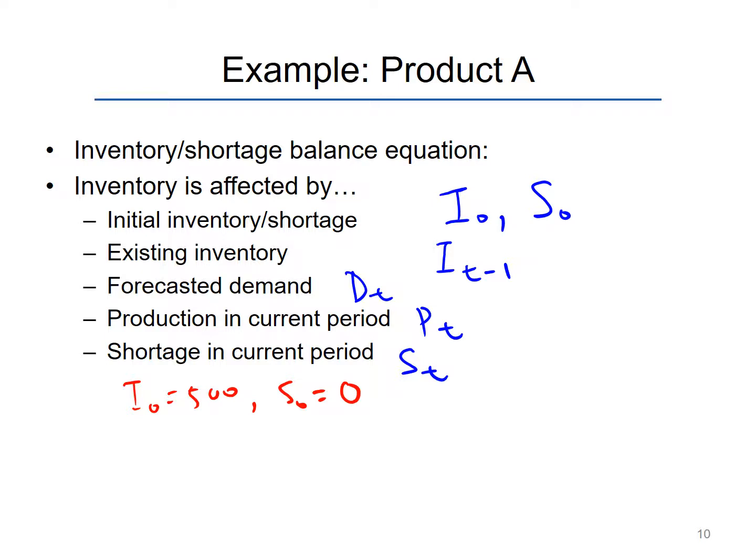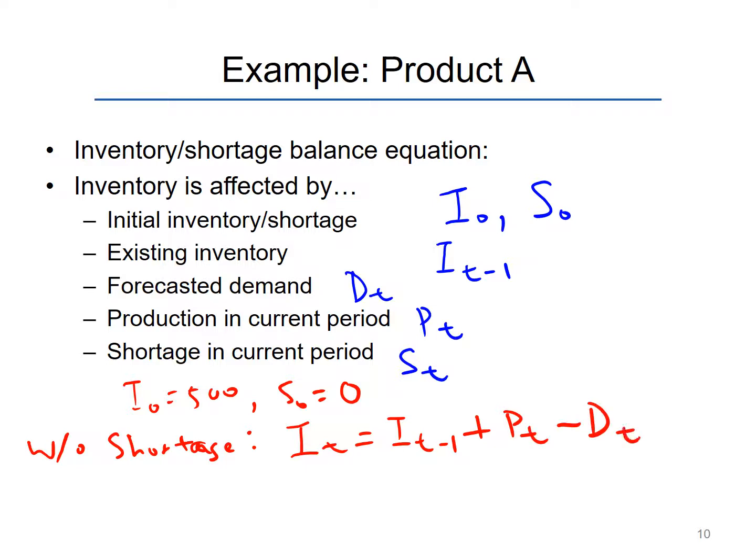So without shortage, then my formulation is very simple, right? The ending inventory for any given period T is going to be my initial inventory, the inventory I start with at the beginning of the period, plus the production units for that period minus DT. Simple, right? That's going to be my ending inventory if I don't have any shortage.